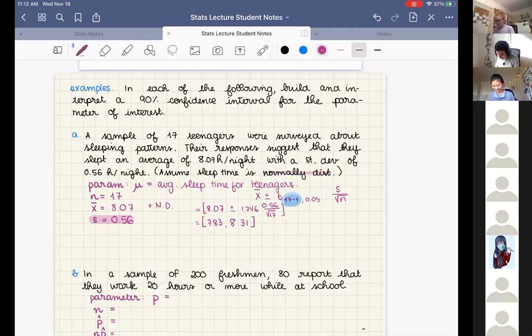Well, I'm not sure if we're supposed to use the personal pronouns, but anyways, I said I'm 90% confident that the interval 7.38 to 8.31 contains the true mean of the teens' sleep pattern. That's perfectly right. So you're 90% confident that the true mean is in this interval.